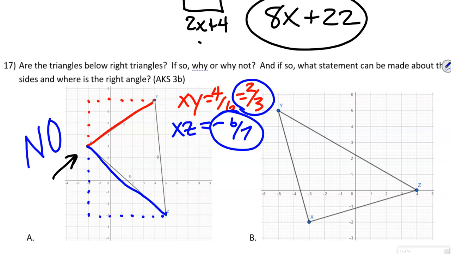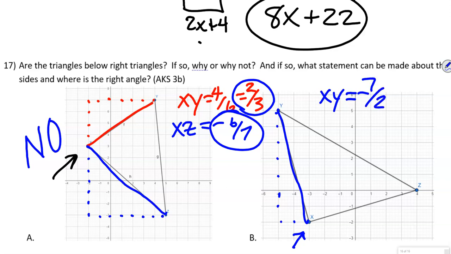Okay, we're going to do the same thing over here, and it looks like Y and Z again are acute angles, so I think again that X is going to be where my right angle is. So we're going to compare XY slope. Okay, so we're going to go over 1, 2, and up 1, 2, 3, 4, 5, 6, 7. And that's falling from left to right, isn't it? So it's going to be negative 7 over 2, rise over run.